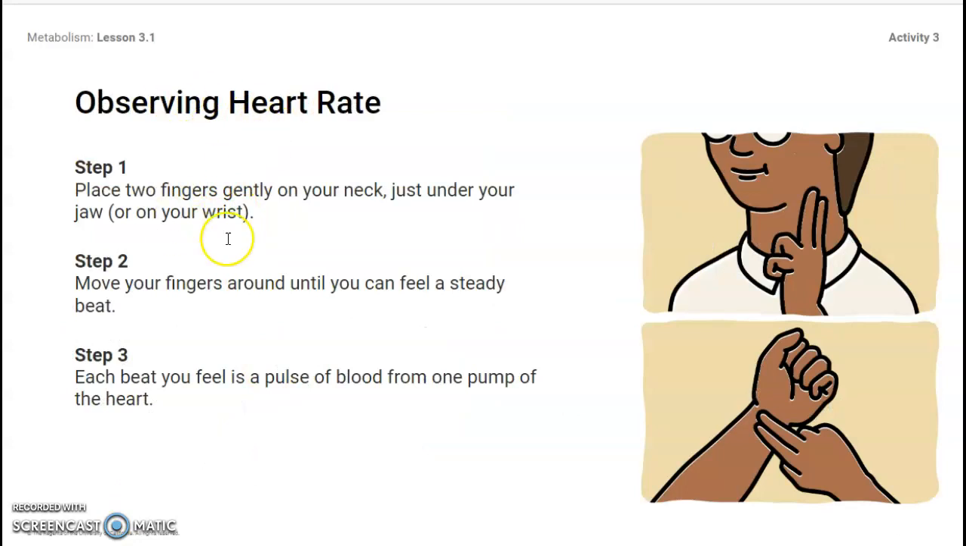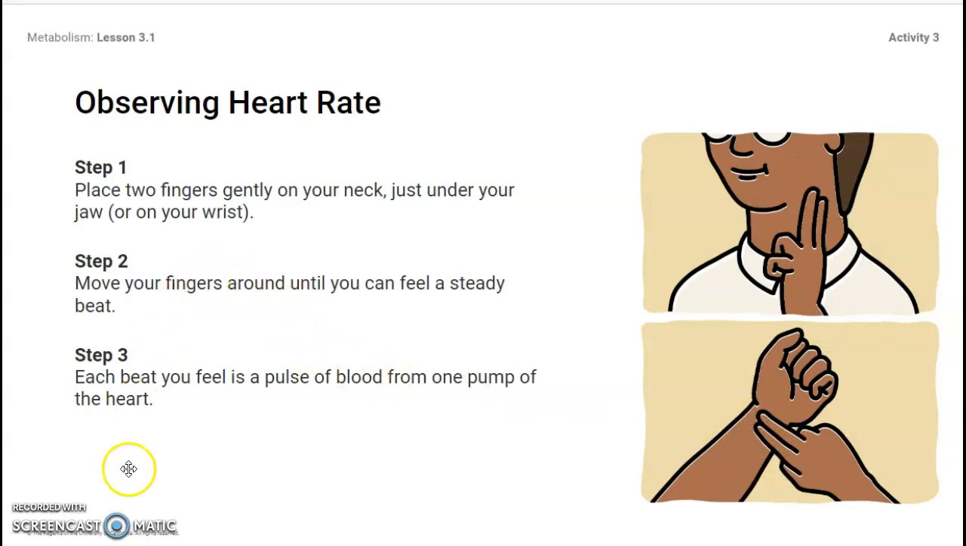So again, to observe your heart rate, you just take 2 fingers and place them right here on your neck. You want to find where you feel your heartbeat in your neck, right? You have a main artery there, or main blood flow in your circulatory system, so you should be able to feel it there, or in your wrist, right below your wrist.